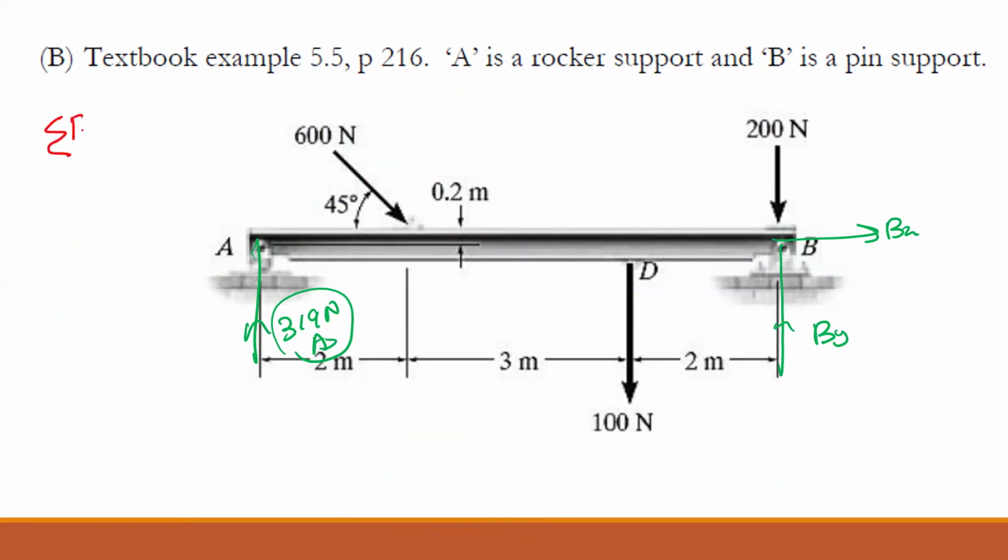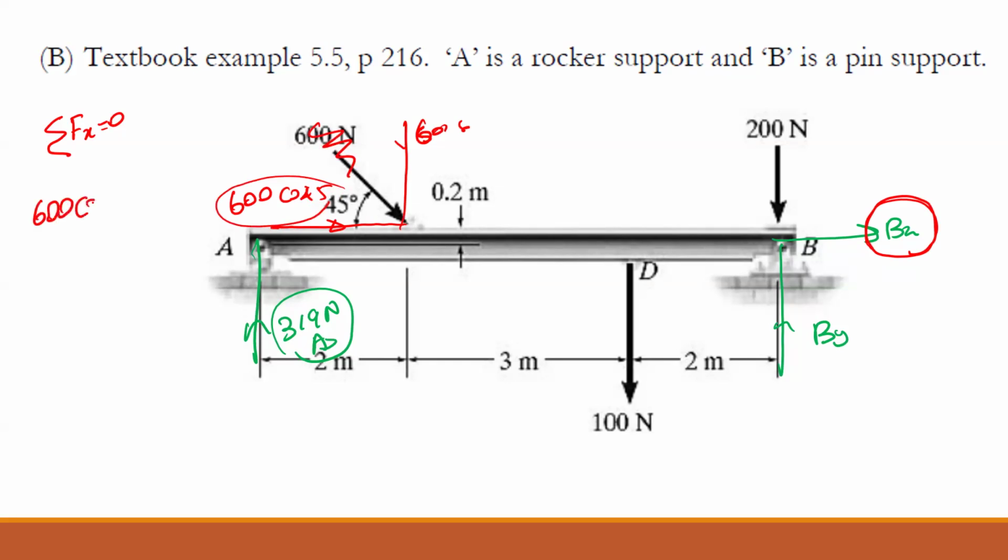All the forces in the x direction should be equal to 0. So what are the x direction forces we have? We have Bx, and also we have this component, which is 600 cos 45. So we have two x direction forces. When you write them, all are towards the positive x. So you can write it as positive 600 cos 45 plus Bx is equal to 0. You can make Bx the subject, and that will be negative 600 cos 45.